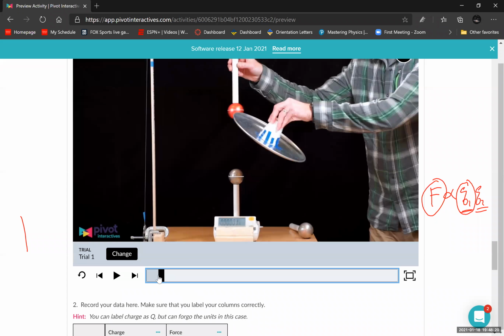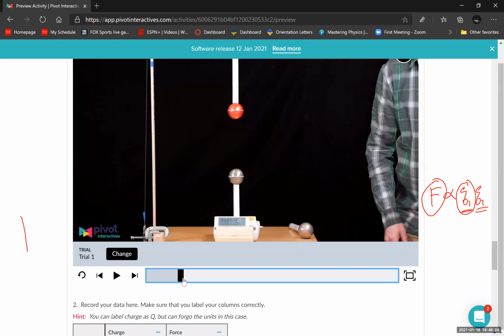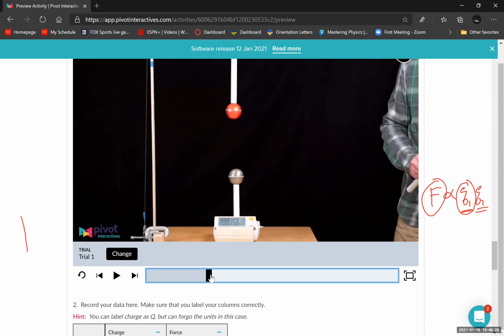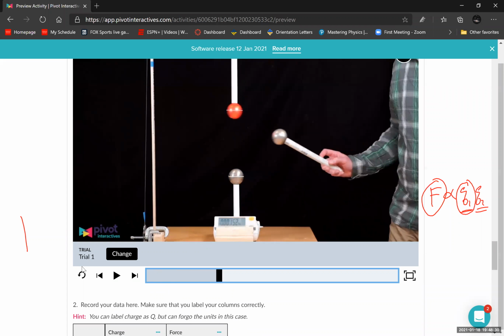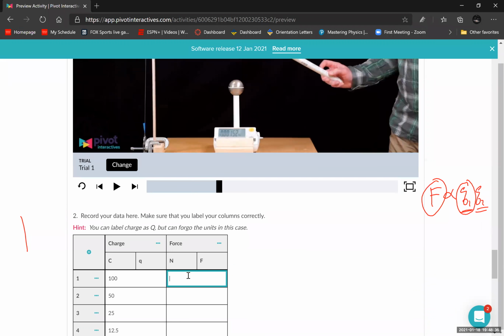So when I come back here, first they charge the top, and then they charge the bottom. So we can say that this reading here is for 100. That means when the charge is some quantity of 100, what is the force? It is 0.00152. Now, what does it mean?